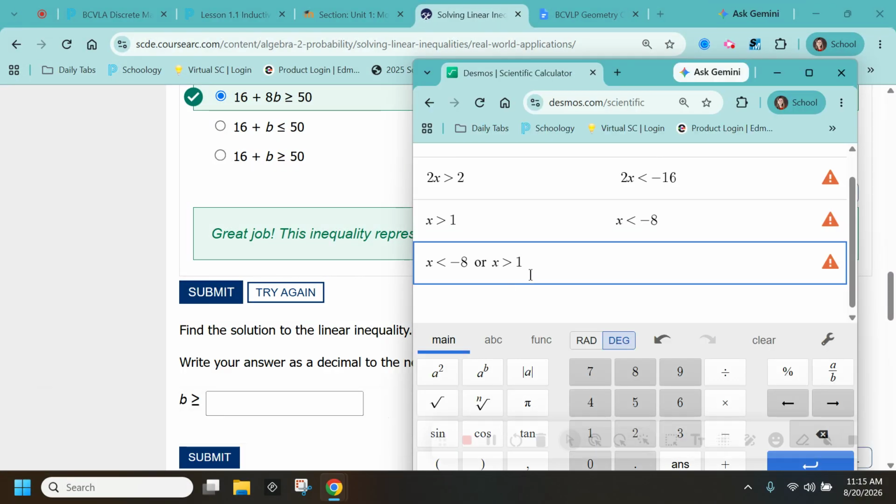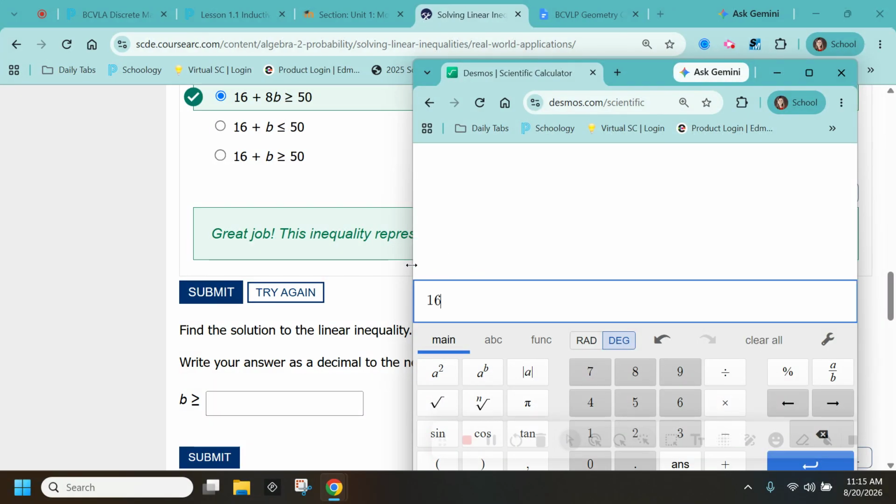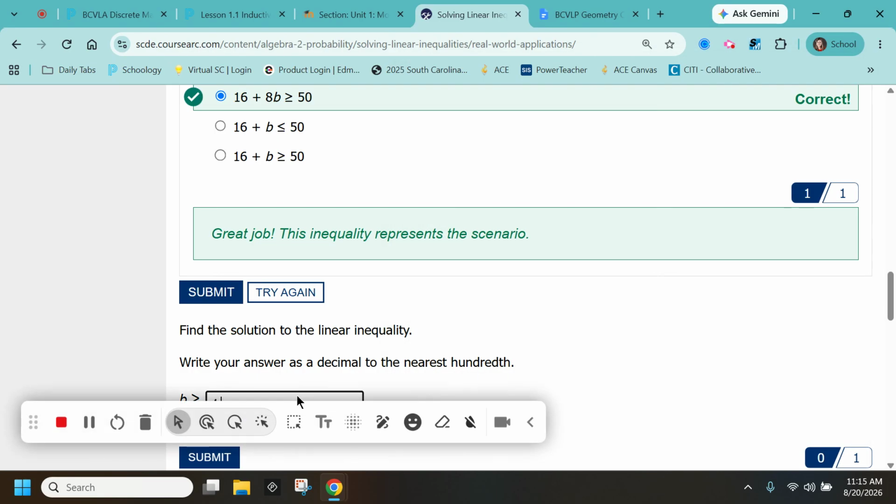Let me get my calculator up here. I'm just going to use b. 16 plus 8b greater than or equal to 50. Start by subtracting 16 from both sides. And we're left with 8b greater than or equal to 34. And then divide both sides by 8. 34 divided by 8 is 4.25.